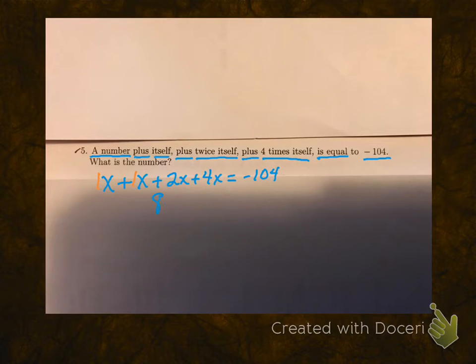Remember, in front of the x's, if it's just x by itself, it's 1 times x. So we add those together and we get 8x is equal to negative 104. Divided by 8. Okay. X is negative 10 divided by 8 is 1 with 2 left over. 24 divided by 8 is 3, so x is negative 13.